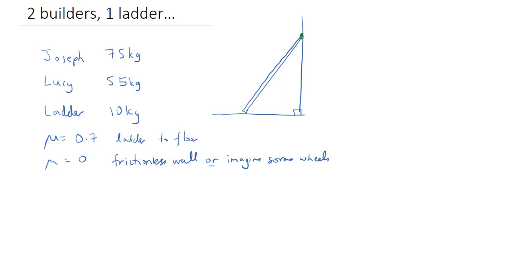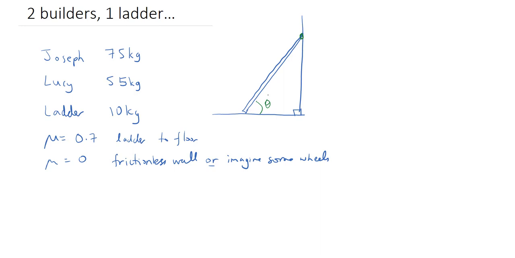Okay, so Joseph and Lucy want to climb this ladder, and they discuss what they should do, and they decide Lucy should climb it because she's lighter. Seems like a good idea. So let's see what happens if Lucy climbs the ladder. Can she get to the top safely? We're going to assume that she gets to the top safely. We're just going to calculate theta. Notice I didn't give the length of the ladder because I hope you can see the length of the ladder is just going to scale this problem up. So actually the length shouldn't matter.